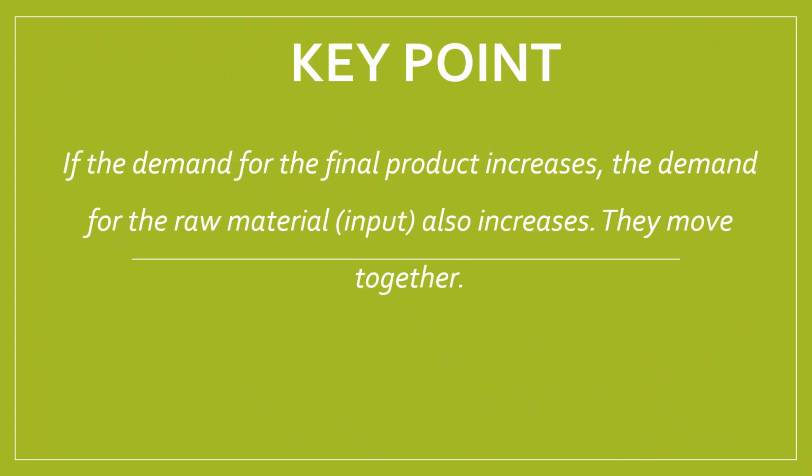The key point here is that if the demand for the final product increases, the demand for the raw material, that is the input, also increases. They move together. This is why farmers and producers pay attention to what consumers want. If demand for the product falls, demand for the input also falls.